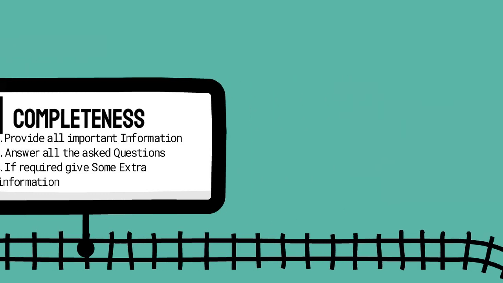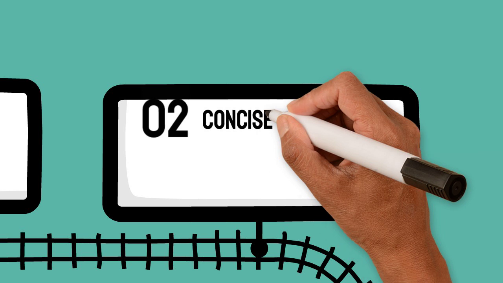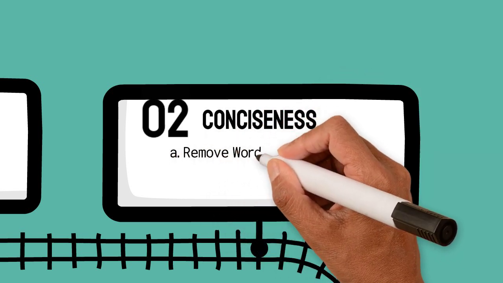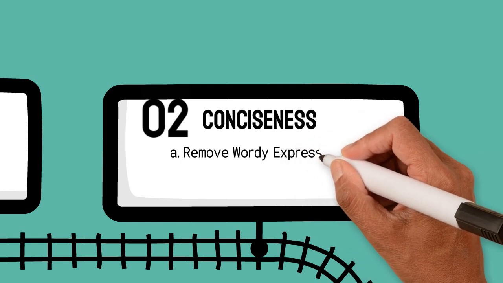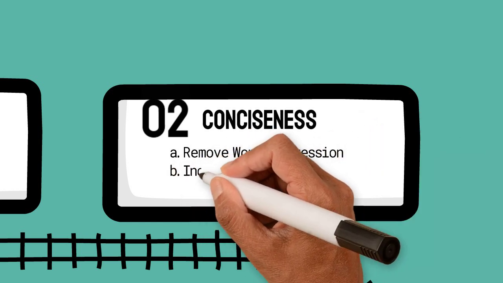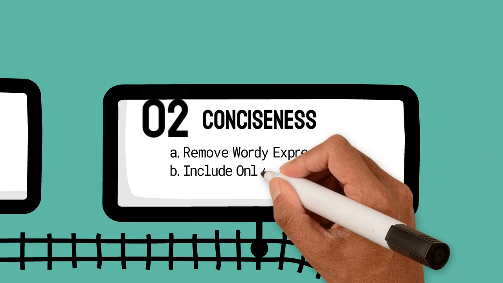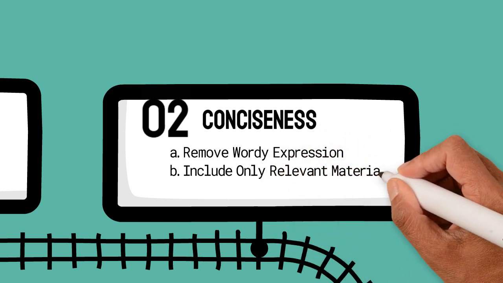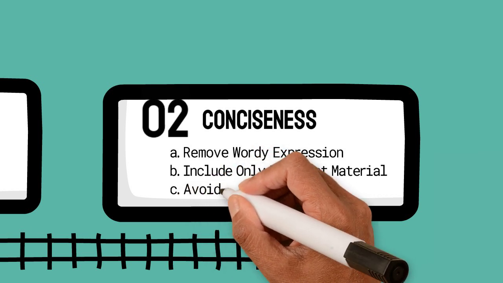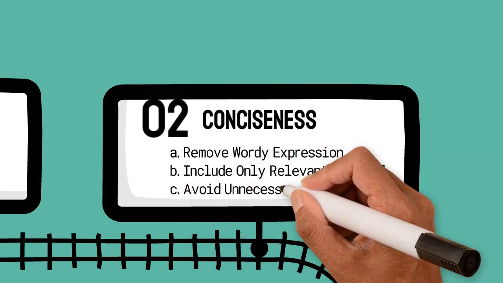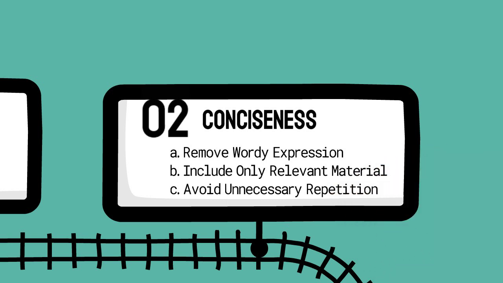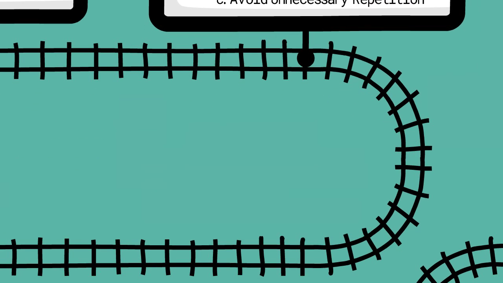The second C of effective communication is conciseness. Remove the wordy expression from your communication and include only relevant material, that is, the required material. Moreover, avoid unnecessary repetition. Don't use repetitive terms or expressions.